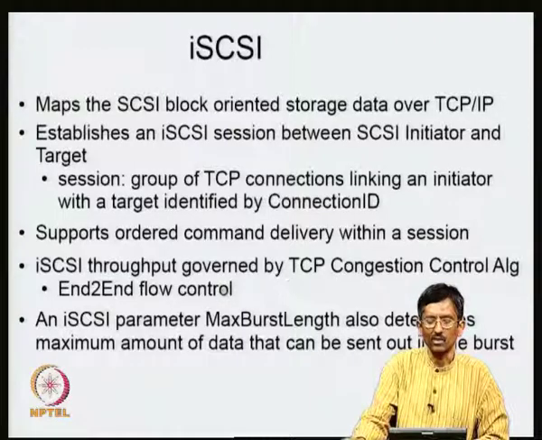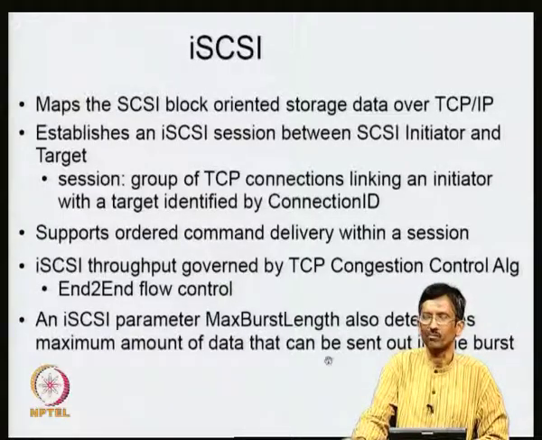Therefore, iSCSI throughput can be better than possibly fiber channel, especially on wide area networks. Okay. There are other parameters in iSCSI, for example, max burst length, that also determines how much data can be sent out in one burst. Okay. There are other controls in the system.